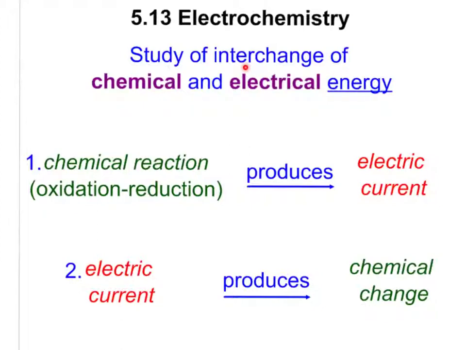First, we can have a chemical reaction that produces an electric current. We've been talking about oxidation reduction reactions. Those are the kinds of chemical reactions we're talking about using, and we can produce an electric current from them. Examples of this are what we call galvanic cells, and that's what we're going to discuss in this section: galvanic cells, or batteries. This is what you guys know them as.